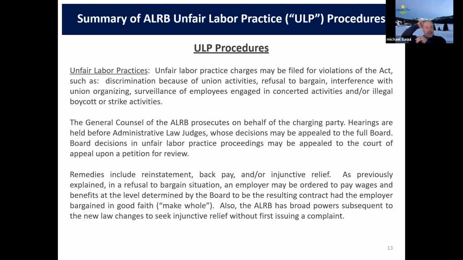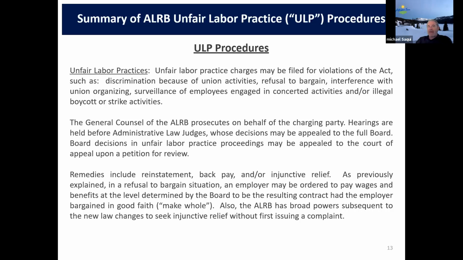So let's just go through them. The types of ULPs typically surround discrimination because of union activities, a refusal to bargain, an interference with union organizing, or some curtailment of a worker and a group of workers from exercising their organizational rights to have a union and to talk about unions and to self-organize. Surveillance of employees engaged in concerted activity and or illegal boycott or strike activities. Remember that boycotts and strikes, depending on what form they take, could result in people losing their jobs, but that's not your call, that's your lawyer's call. Remember that secondary boycotts are legal under the Agricultural Labor Relations Act, one of the major differences between that law and the National Labor Relations Act governing non-ag operations.